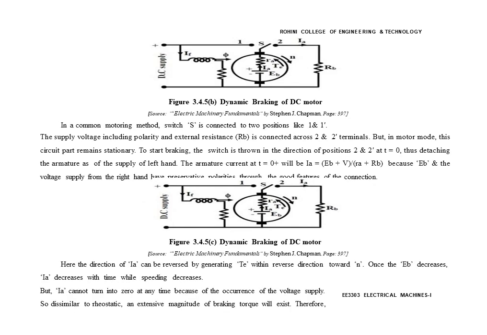The dynamic braking of DC motor. In the common motoring method, the switch S is connected to the two positions 1 and 1 dash. The supply voltage including the polarity of external resistance Rb is connected across 2 and 2 dash. Here the direction of Ia can be reversed by generating Te in the reverse direction towards N. As Eb decreases, Ia decreases with time and speed decreases, but Ia cannot be turned into zero at any time, so the occurrence of supply voltage.